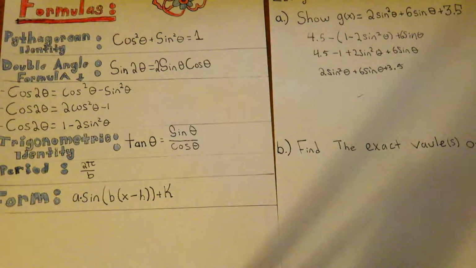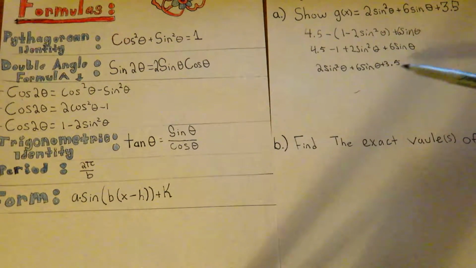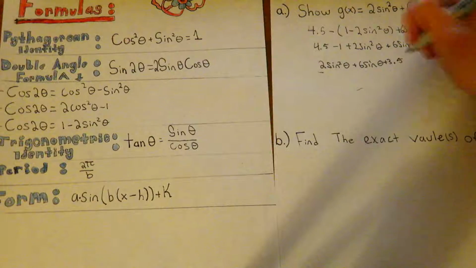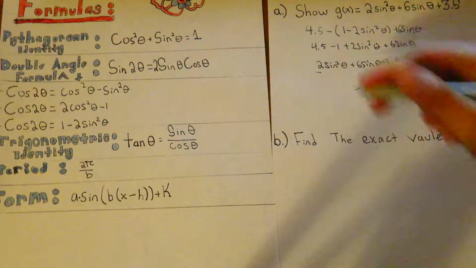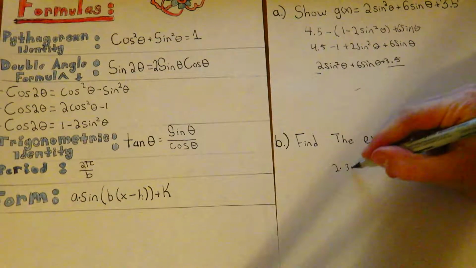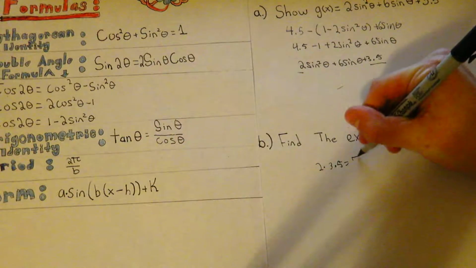Now that we have this answer, we have to find the exact value of g of x. To do that, we're going to need to factor the answer that we got from the previous problem. To factor, you take a times c. So you do 2 times 3.5, and that gets you to 7.